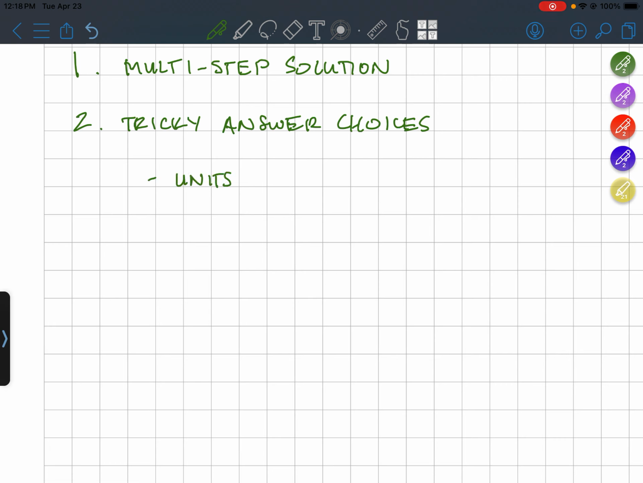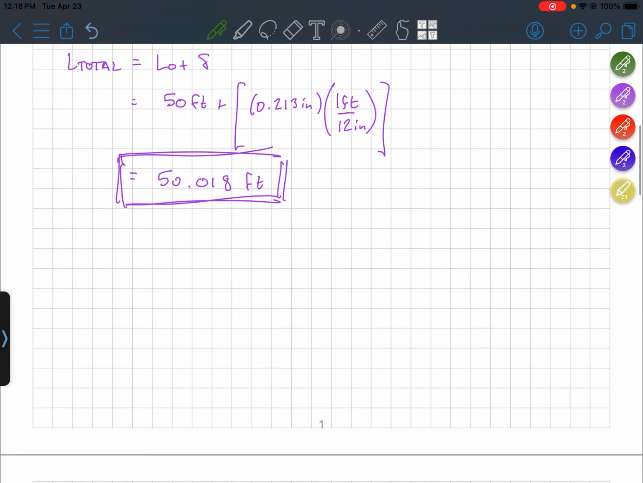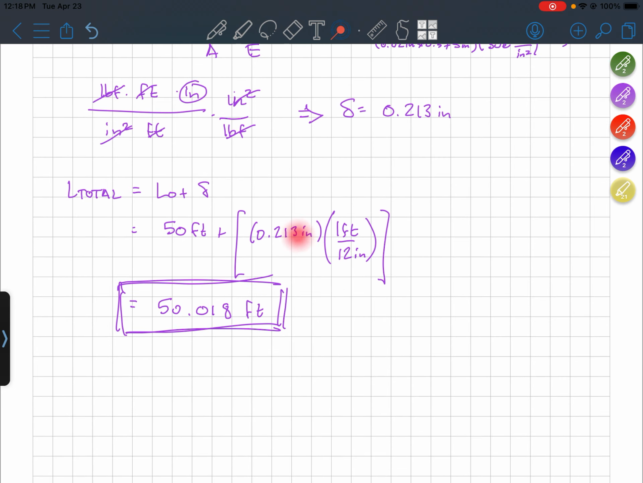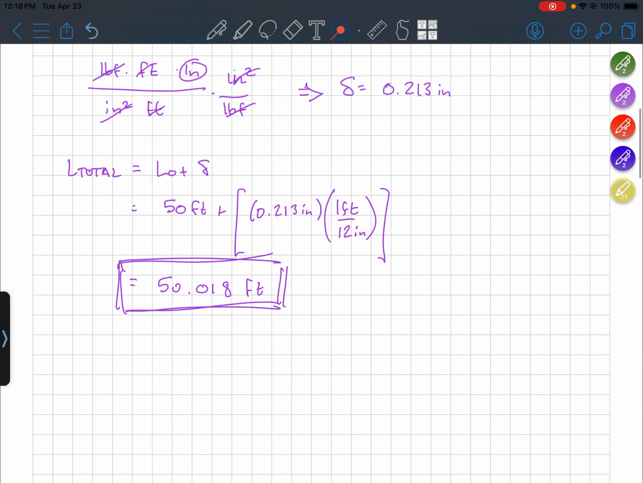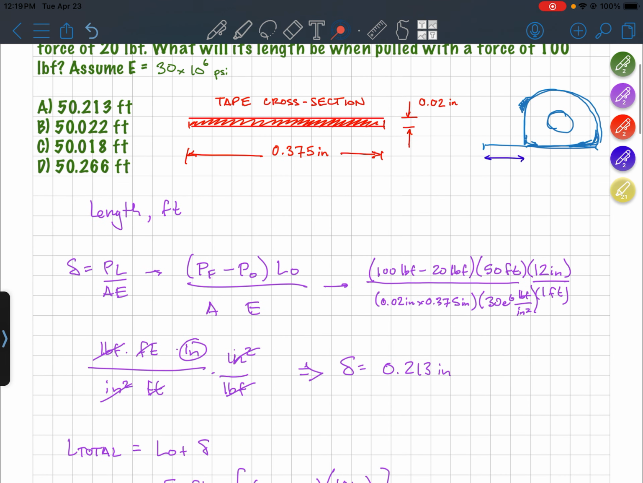Units. If we don't keep our units consistent or we didn't convert properly, we're going to get the wrong answer. And here's what I'm talking about. If you didn't do this conversion step, you were going to get either answer A or answer B, depending on if you did the PF minus PO step or not. So if you didn't convert, this is key, you would have got a wrong answer. And look at the magnitude difference here, 50.213 and 50.266 compared to 50.022 and 50.018.